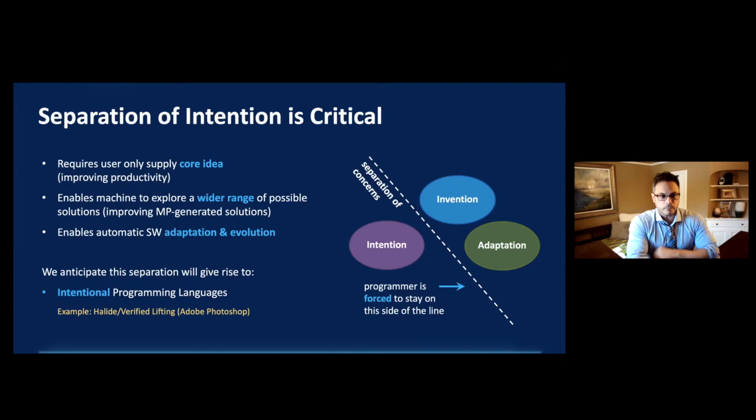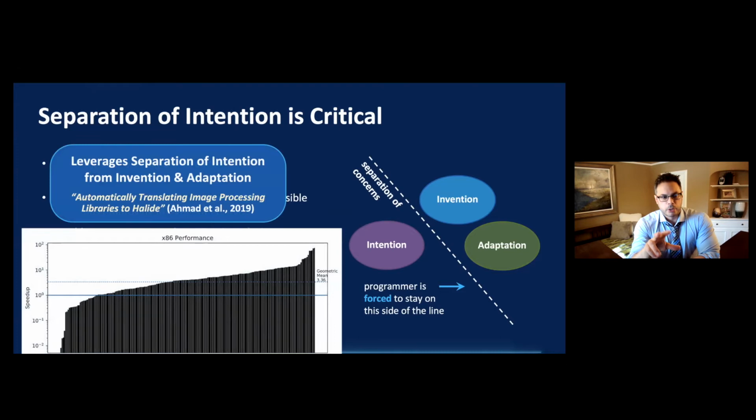And if we go back to the prior example of Adobe Photoshop with verified lifting and Halide, both verified lifting and Halide are doing this. Verified lifting is trying to lift out the intention, and they built a domain-specific language to do this. And this is why they have to do the verified lifting step first, before they go to Halide, because if they try to convert directly from C or C++ to Halide, they don't know for sure that they have the semantics captured correctly.